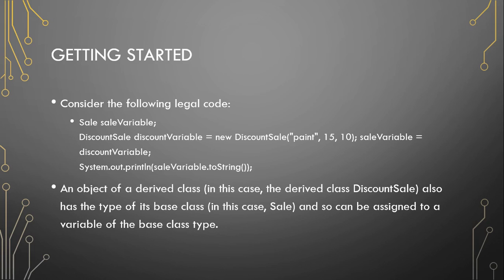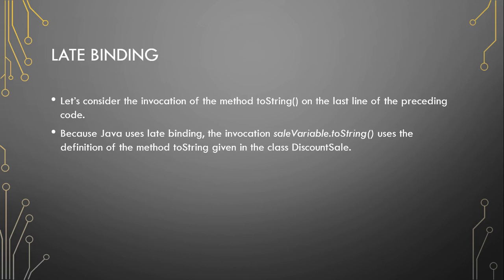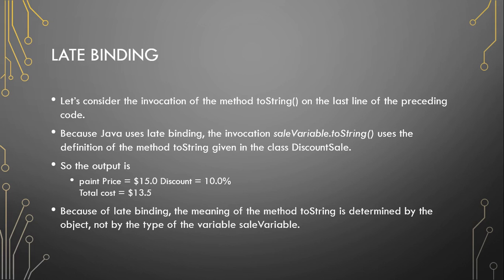Well, an object of a derived class, in this case the derived class is DiscountSale, also has the type of its base class, in this case Sale, and can be assigned to a variable of the base class type. So let's consider the invocation of the method toString on the last line of the preceding code. Because Java uses late binding, the invocation saleVariable.toString uses the definition of the method toString given in the class DiscountSale. So the output is paint price equals 15.0, discount equals 10.0%, total cost equals 13.5. Because of late binding, the meaning of the method toString is determined by the object, not the type of the variable, saleVariable.